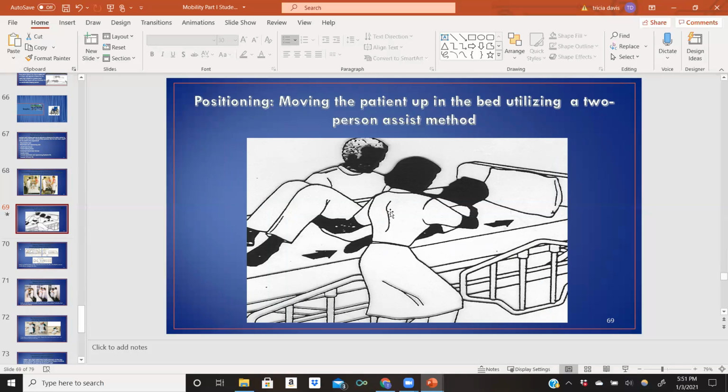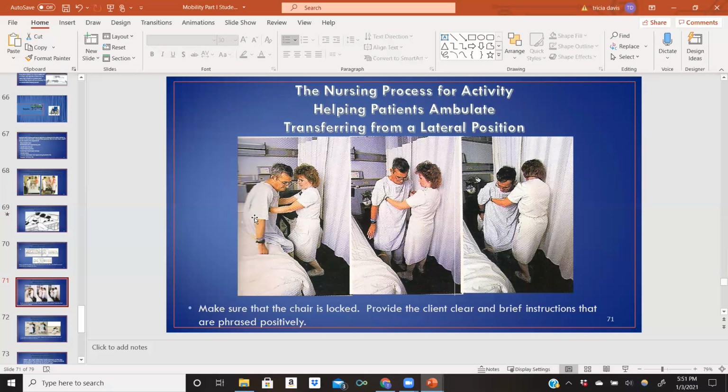So this is moving the patient up in bed utilizing a 2-person assisted method. I've seen it done like this, and I've also seen it done where there's a lift sheet underneath the patient, right underneath their bottom, and each person grabs the side of the sheet and pulls them up in bed. This is kind of like a stand assist.